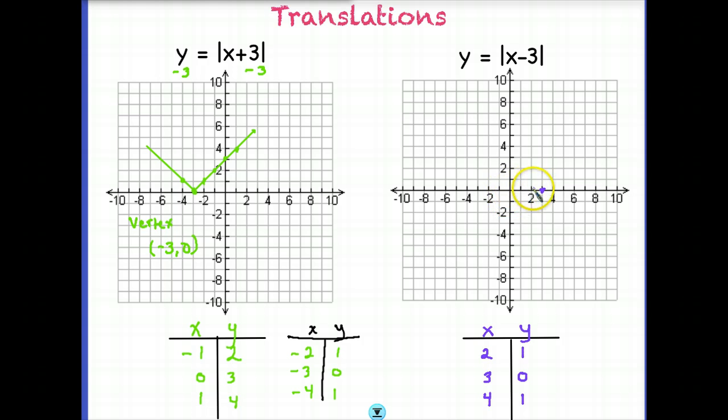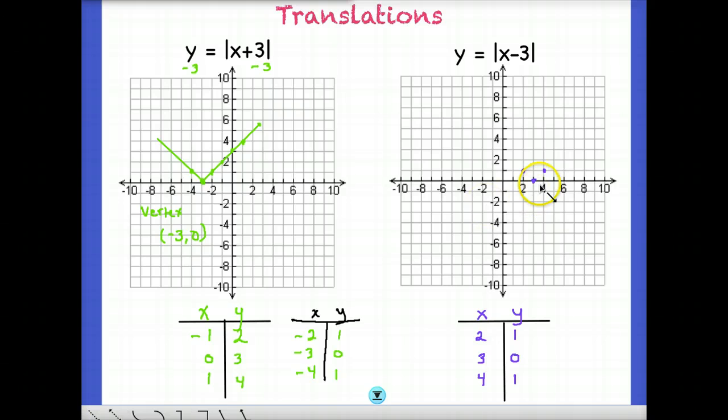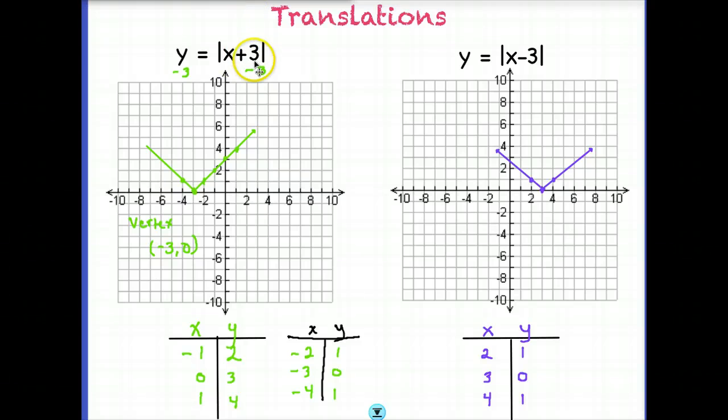So if I were to graph this, I would have 2, 1 up here, 3, 0 is right where I thought, and 4, 1 is here. So in fact, if we draw a line, we can see that our graph did shift to the right. Let me make one more leg here. And there we go. So now we know that if we have a translation inside the absolute value marks, that's translating our x-intercept, so that goes left or right. If we have one on the outside, that's translating our y-intercept, so that is going to go up or down.